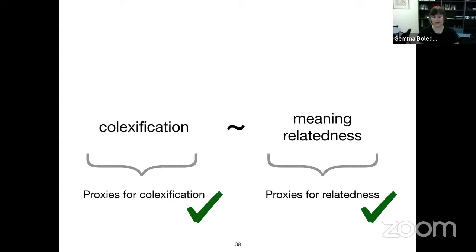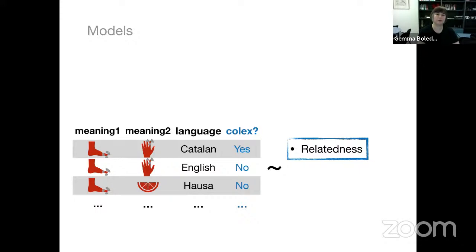Okay, so now we have our data. Let's start analyzing it. And how do we do it? We do it with statistical models. And our statistical models want to predict whether a given meaning pair colexifies or not in a given language as a function of the relatedness of the two meanings. This is our main predictor of interest, but also as a function of two other predictors that have been shown in previous work to play a role in colexification.